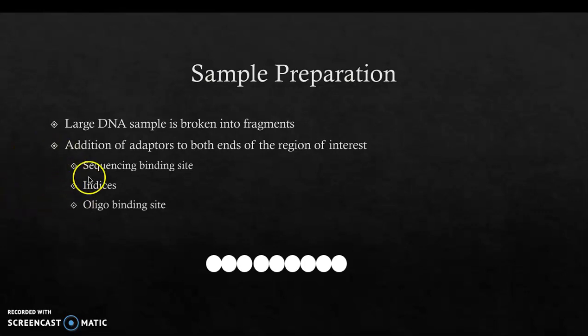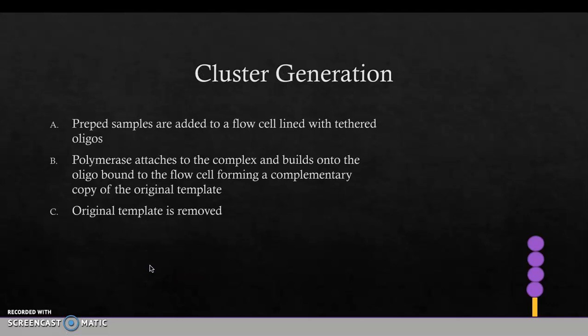We have to take our large DNA segments and we break them into small fragments, which will be represented by this chain of circles here. So once we have our sample broken up into fragments, we add adapters onto each side, seen here. So these adapters contain sequencing binding sites, indices, and oligo binding sites, which I'll talk about in just a second. So once we have our sample prepped, we go on to cluster generation.